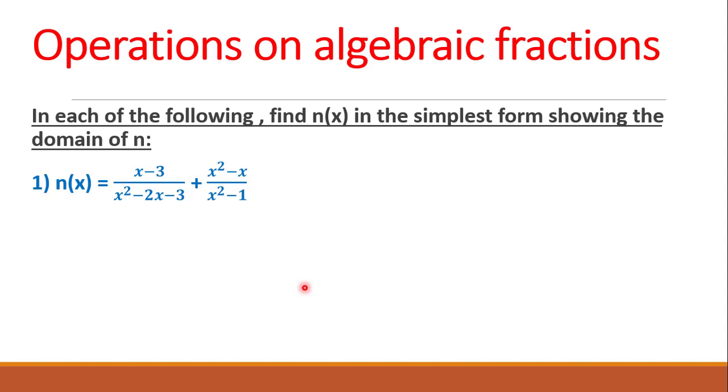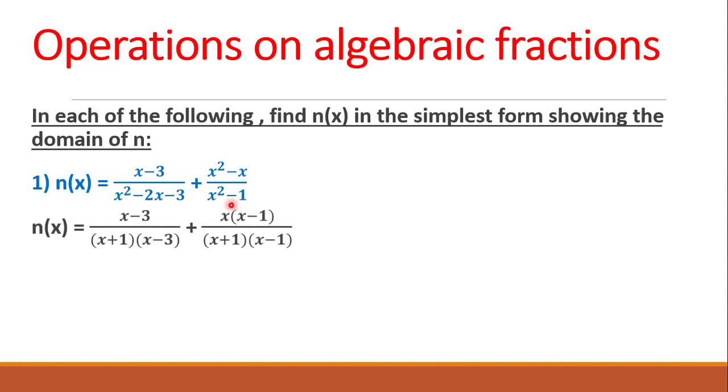So let's begin. Here we have x minus 3, this is simple. X power 2 minus 2x minus 3 can be factorized. X power 2 minus x: we will take x as a common factor, and here we can factorize a difference between two squares. X minus 3 as it is.